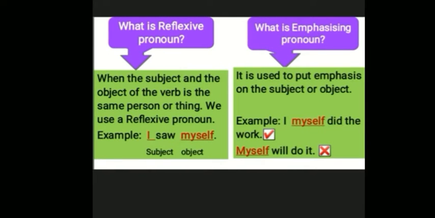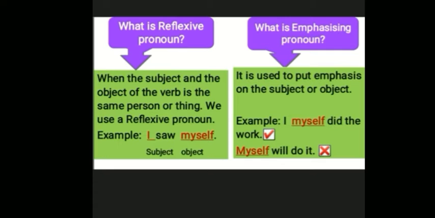When the subject and the object of the verb is the same person or thing, we use a reflexive pronoun. For example, in the sentence, I saw myself, here the subject is I and the object is myself. They both denote the same person, so it is a reflexive pronoun.